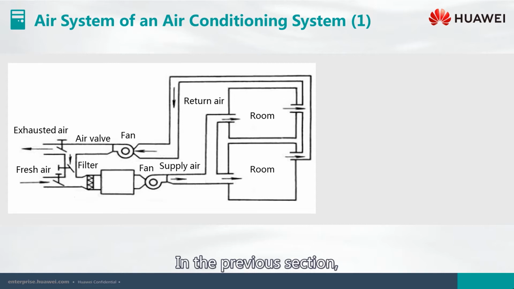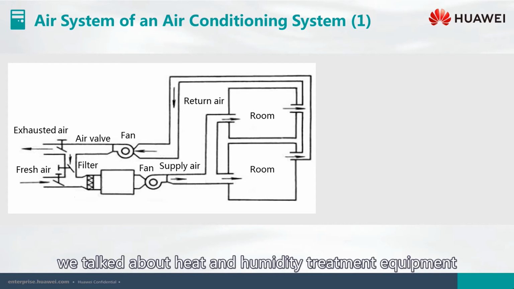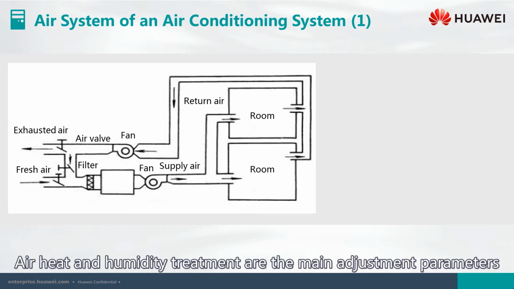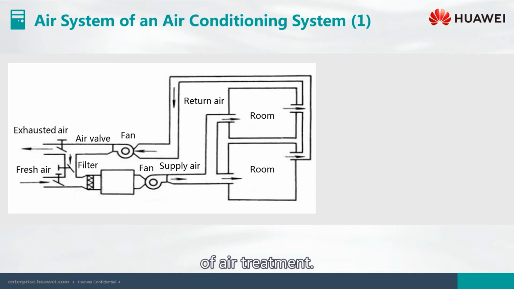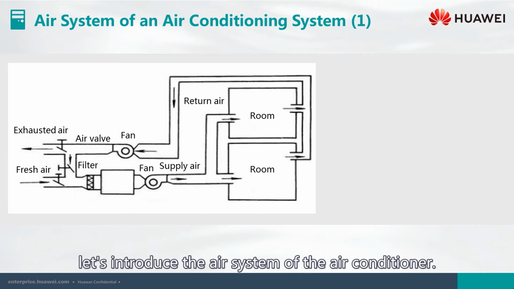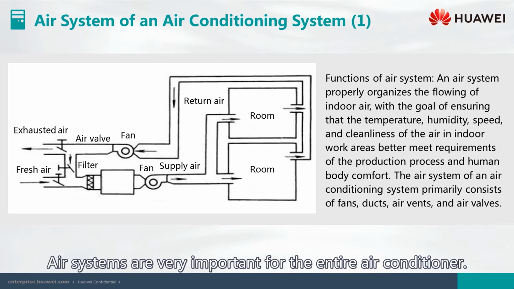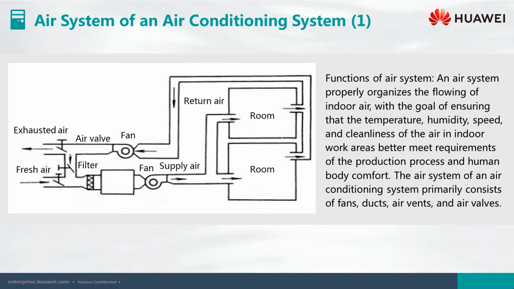In the previous section, we talked about heat and humidity treatment equipment and related principles. Air heat and humidity treatment are the main adjustment parameters of air treatment. In this section, let's introduce the air system of the air conditioner. Air systems are very important for the entire air conditioner.